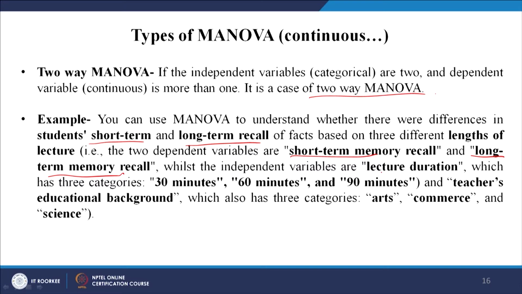What are my independent variables? Lecture duration, which has 3 categories, 30 minutes, 60 minutes and 90 minutes, and the teacher's educational background, which also has 3 categories, arts, commerce and science. Now, you see you have 2 independent variables which are categorical in nature, the duration and the teacher's background, and what is my dependent variable? Now, there are again 2, short term memory and long term memory recall. So, when I have this case, right, how do you solve this problem? To solve this problem, we use the multivariate analysis of variance, right.